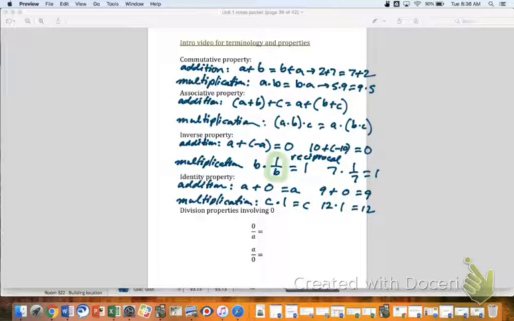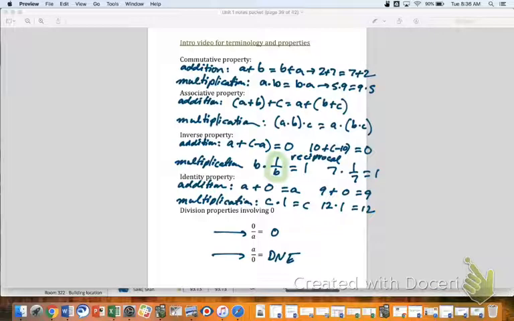Finally, we reach, what do we do with 0? So division properties involving 0, we've talked about these two a little bit in class already. 0 divided by any other number is going to be 0. So as long as A is some number other than 0, 0 divided by A is 0. But if you take some number, A, whatever it is, divided by 0, you get does not exist. It doesn't actually equal a real number, so we would say does not exist.